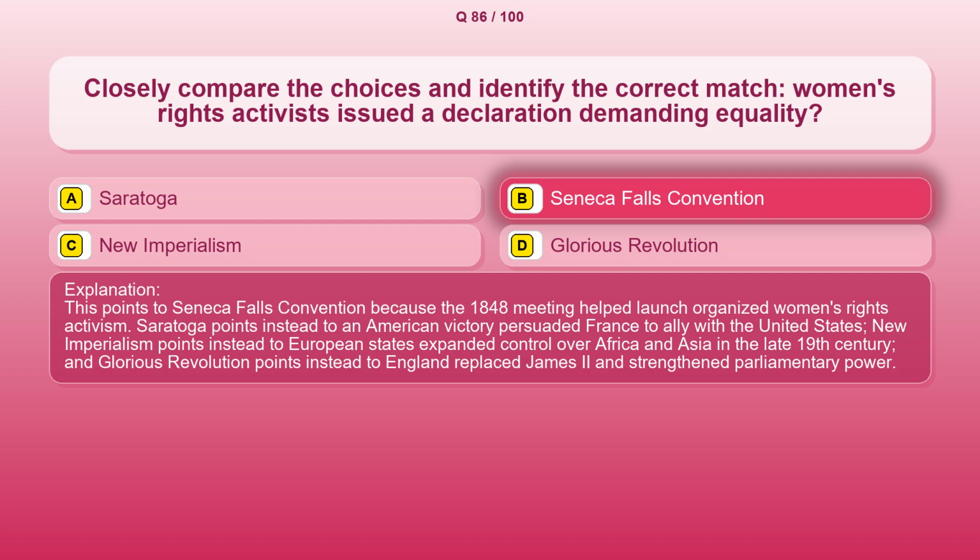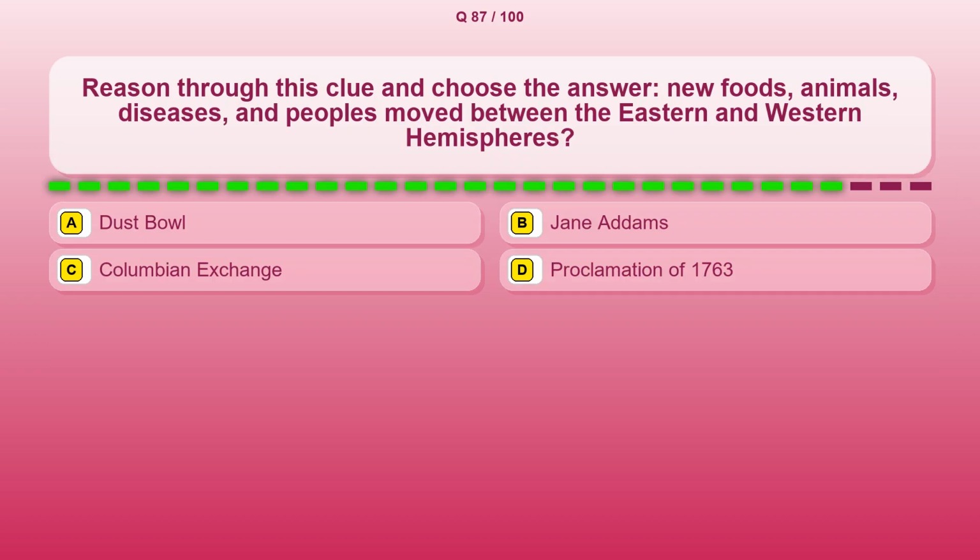Revolution points instead to England replaced James II and strengthened parliamentary power. Question 87. Reason through this clue and choose the answer. New foods, animals, diseases and peoples moved between the Eastern and Western hemispheres. Option A, Dust Bowl. Option B, Jane Addams. Option C, Columbian Exchange. Option D, Proclamation of 1763.